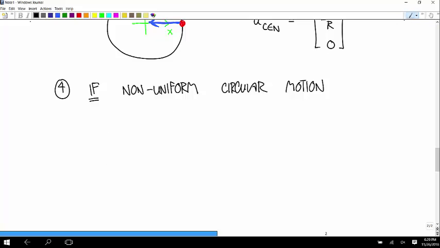So then draw the tangential acceleration based on whether the object is speeding up or slowing down.